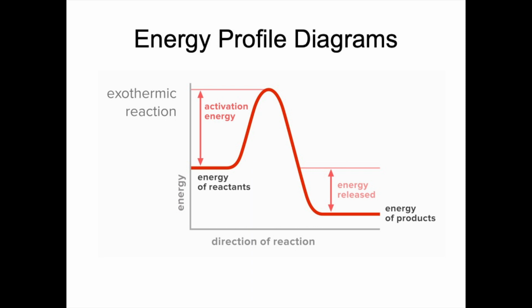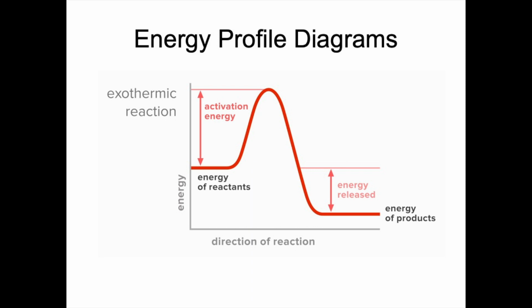Energy profile diagrams allow us to see the energy changes that take place during exothermic reactions and endothermic reactions. And the following diagram shows the energy changes that take place during an exothermic reaction. So if we plotted the energy that we start with, the reactants, the chemicals at the start, and plotted what happens during the course of reaction, you would get a diagram such as this.